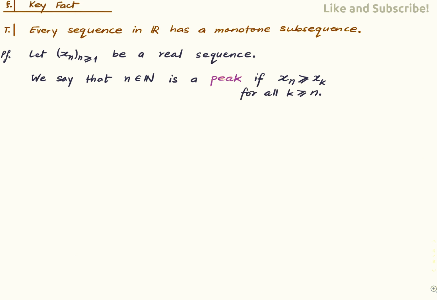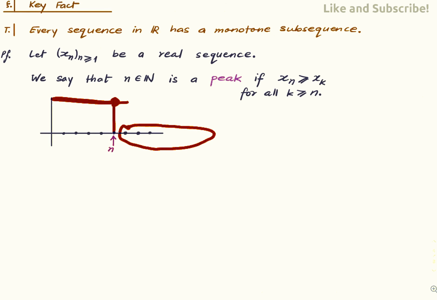You have this time n. Suppose this is the integer, and the sequence has some value, xn is some real number. We say it is a peak if beyond the time n, you always see the value of the sequence is at most that much. So you do not see anything above it beyond this point. That's the meaning of a peak.